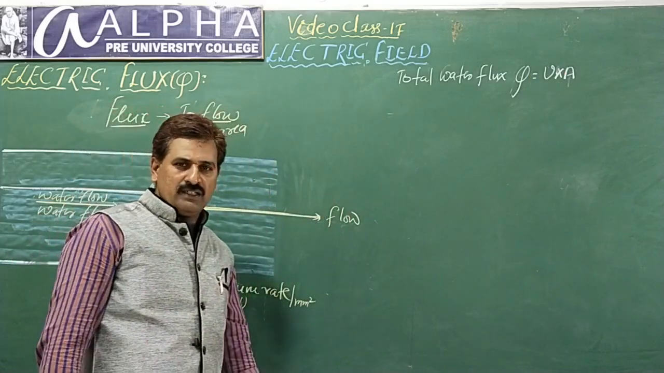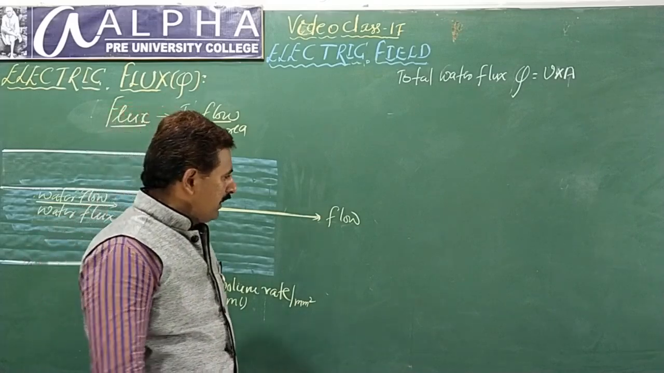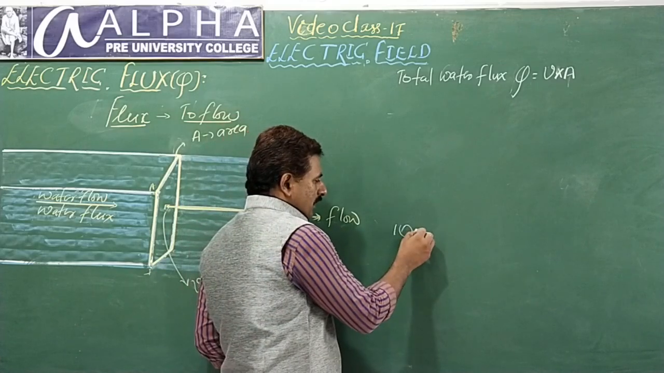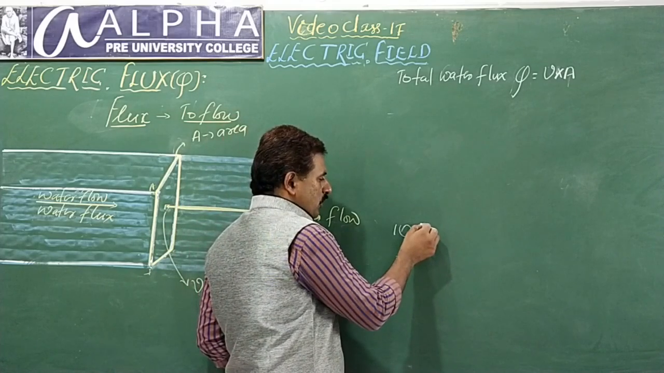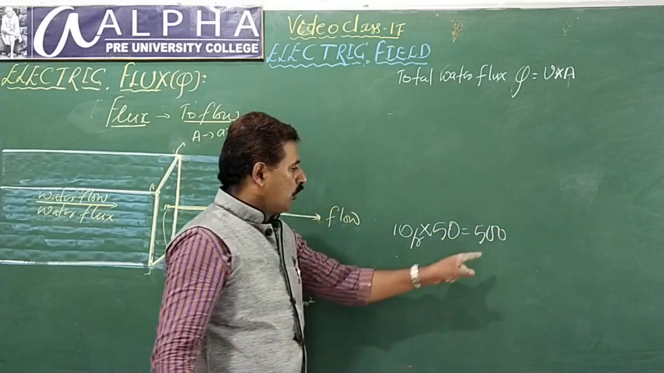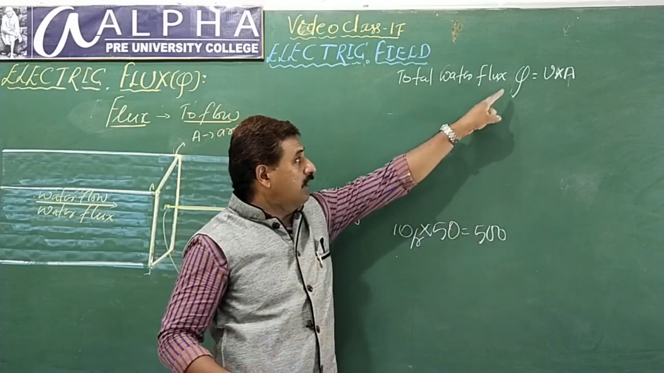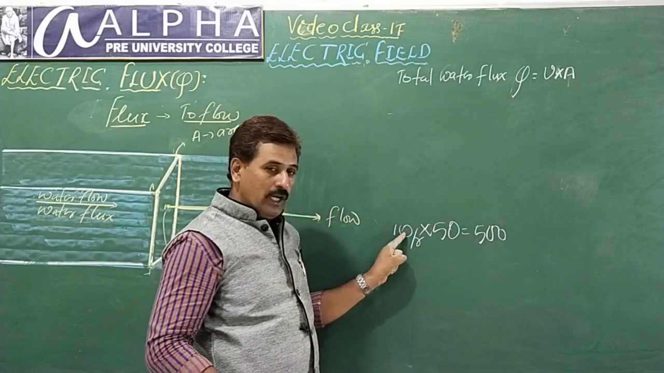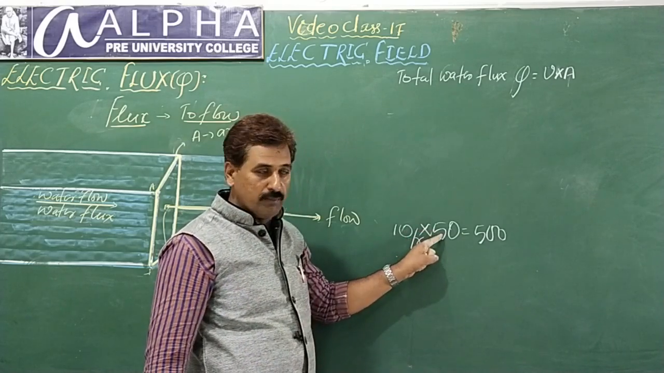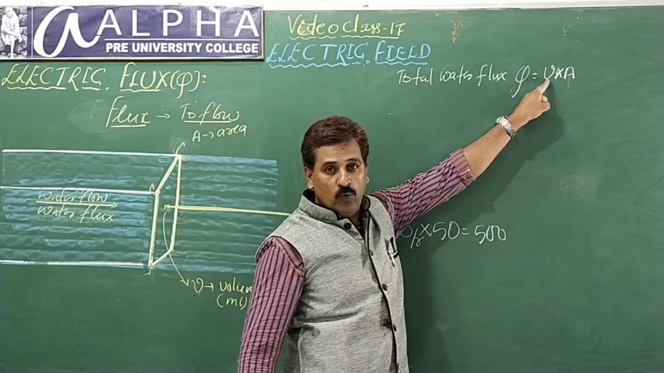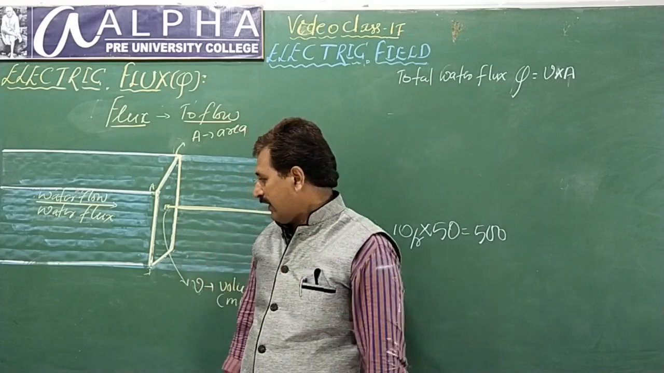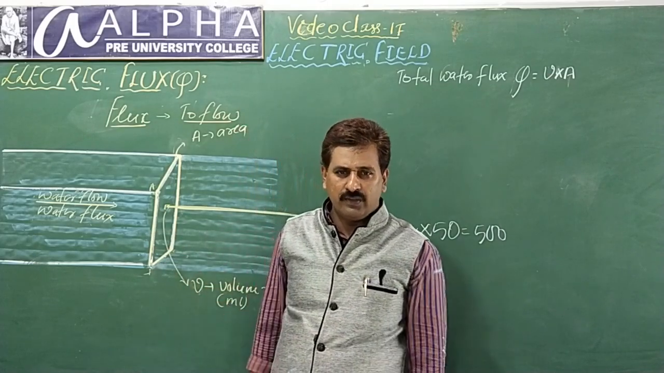As simple as a small calculation: if one mango costs 10 rupees, what is the total price of 50 mangoes? The value is 500. Total value, total amount, total flux: the price of one mango into the total number. Similarly, volume at one point into total area. One point has some unit area like 1 mm square; any value you can choose.